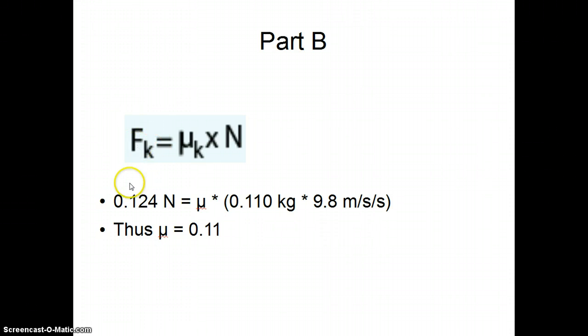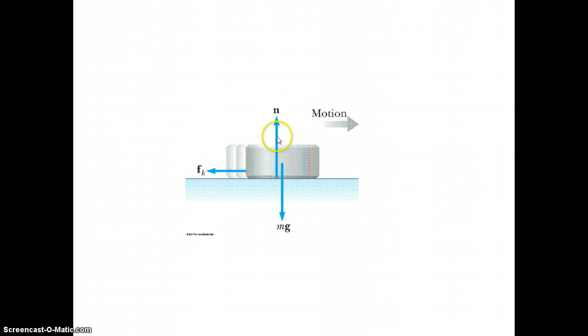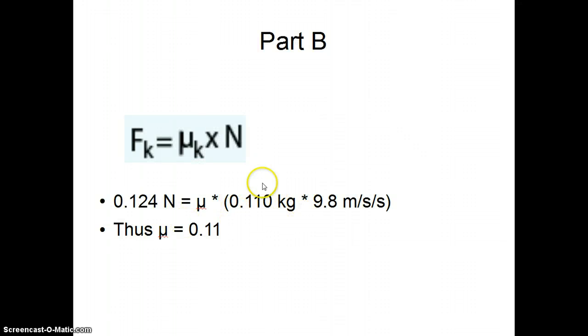Part B asks for the coefficient of friction, and because we've just solved for the force of friction from part A, and we know what the normal force is, again, if we go back to the drawing here, the normal force and the weight of the object have to balance each other out because it's not accelerating upward or downward. Then we have the mass of the hockey puck multiplied by 9.8 meters per second squared, and thus the coefficient of friction ends up being 0.11.